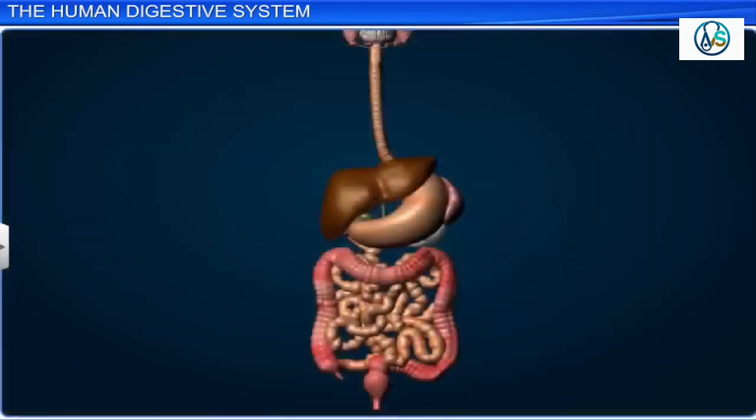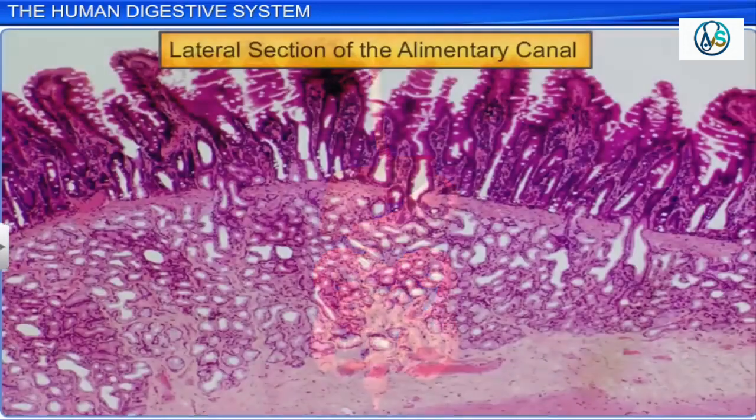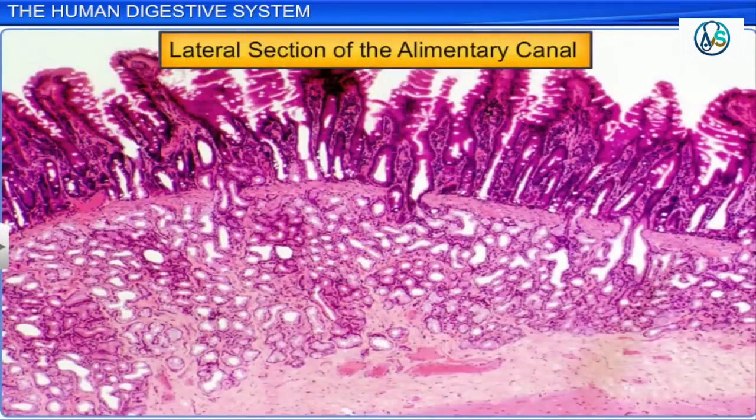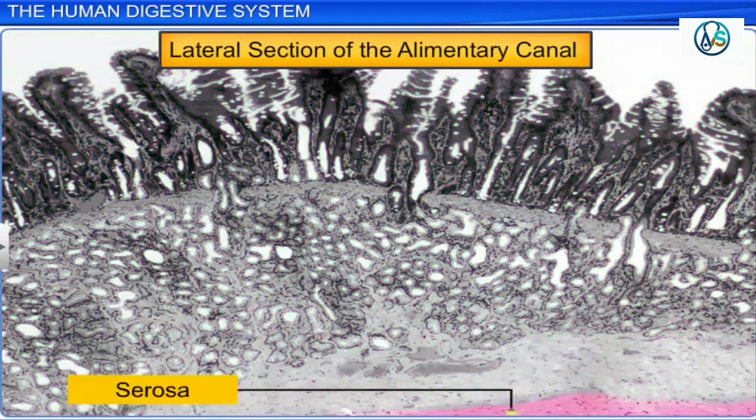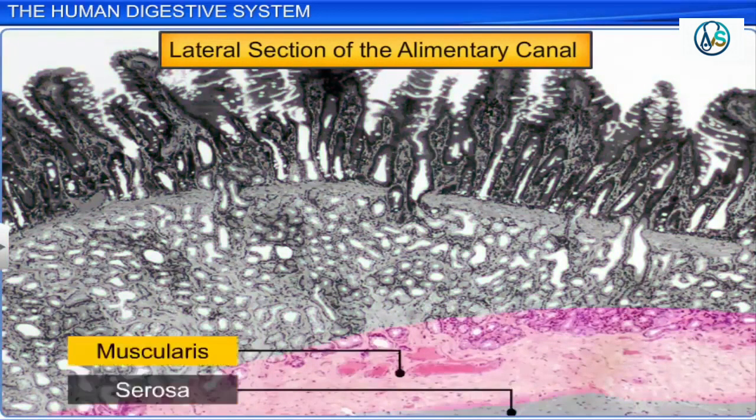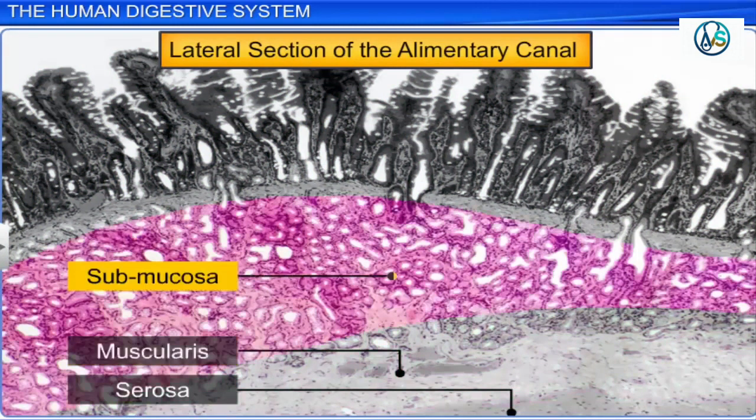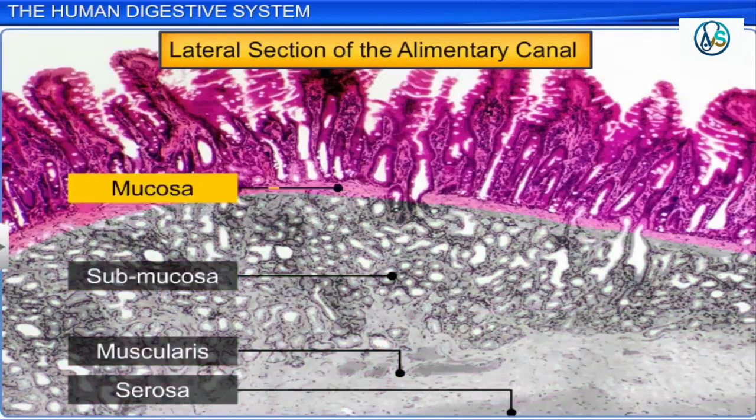The wall of the anus, as well as other organs of the alimentary canal, is made up of four layers of tissues, namely the serosa, muscularis, submucosa, and mucosa.